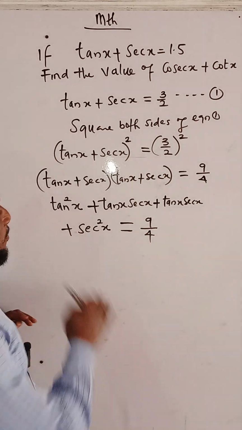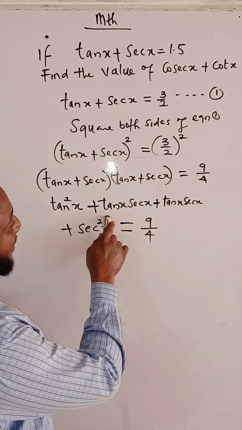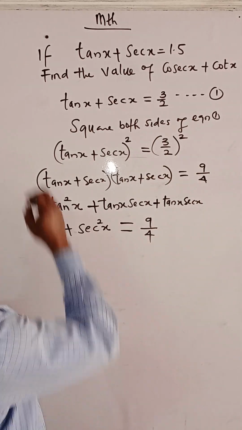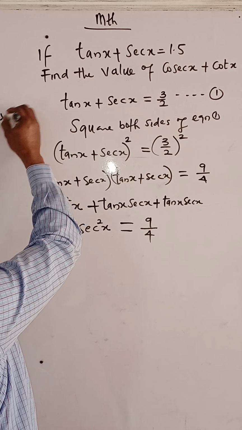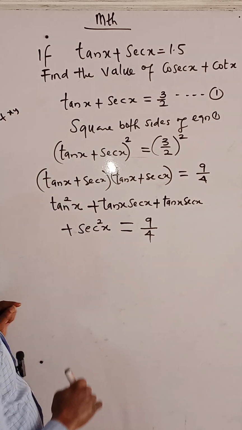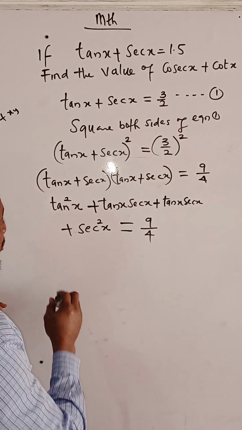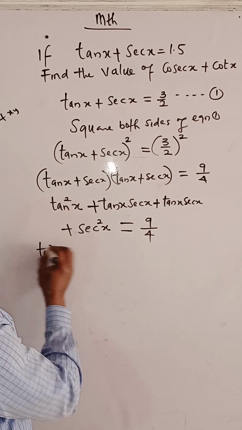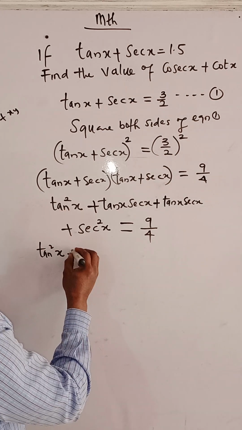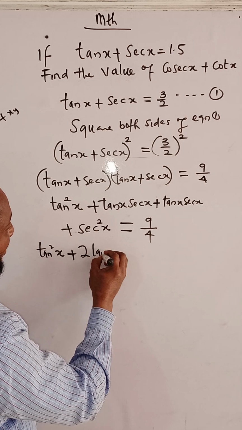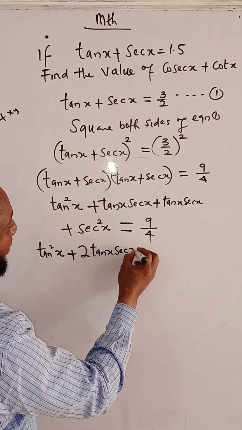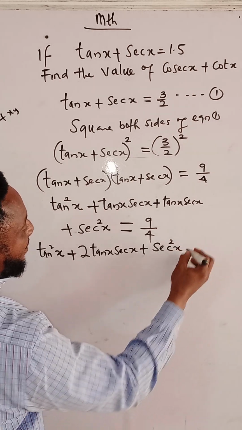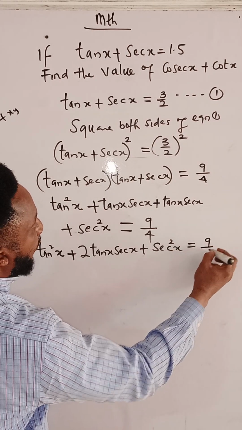So if you look at the expression here, tan x sec x plus tan x sec x is the same thing as xy plus xy, which is 2xy. So we can write the third step as tan squared x plus 2 tan x sec x plus sec squared x equals 9 all over 4.